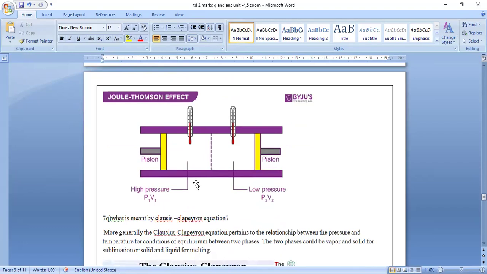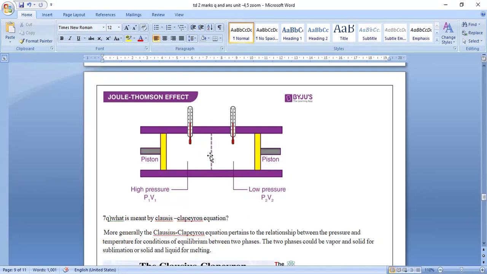Here you can see on one side the piston is compressing and on the other side also the piston is compressing. Here we are having two temperatures. So here this is P1, V1. Here one wall is made. This wall is having some air or liquid. You can say this air is pushed by the piston. Then there is a high pressure, that is P1, V1. Here at low pressure, this piston is acting on the air molecules, that is low pressure P2 and V2.